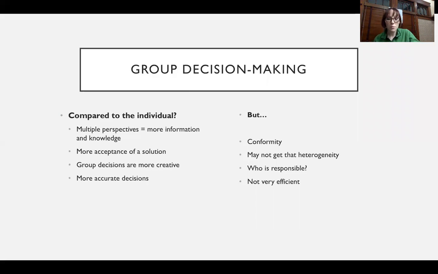So this brings us to a more general discussion of group decision making. Compared to an individual, group decision making does have some benefits. This is why we bring people together in groups in the first place. One of these benefits is that when we bring people together, and this relates to diversity in the first video that I posted, we have multiple perspectives, which means we also have more information and more knowledge. Because if I work by myself, the only perspective I have is my own. Maybe I will seek advice, but usually our advice-seeking networks are very similar to us. So we don't really get a lot of different opinions or perspectives.